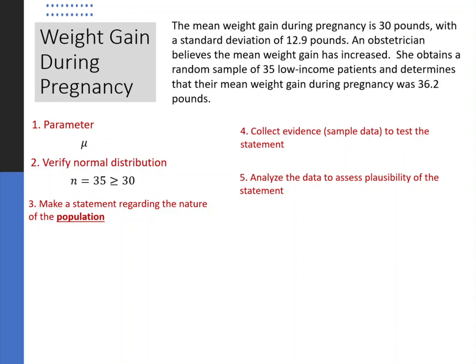And the central limit theorem says as long as your sample size is over 30, then you're going to be okay. And you can see here that we have a sample equal to 35, which is obviously more than 30, so we have verified that we're good to go.